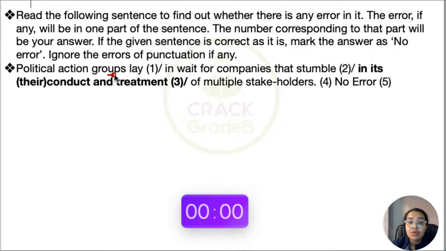Political action groups, plural, lay in wait in dark companies, what kind of companies? There, it is also plural, so here their conduct, treatment is being talked about, their is plural. I cannot use its. This is used for single.